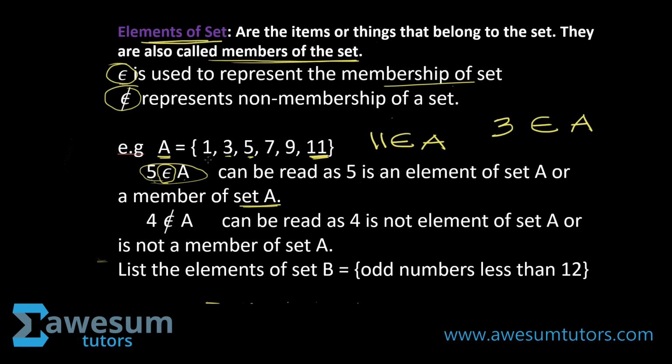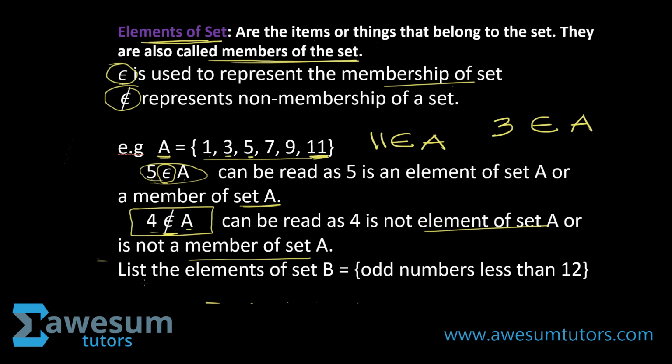Since we do not have 4 right here, that means 4 is not a member of set A. It is not an element of set A. How do you write that? This is how you write that: 4 is not a member of set A. So if you see this symbol, it can be read as 4 is not a member of set A. Okay, it's not an element of set A.